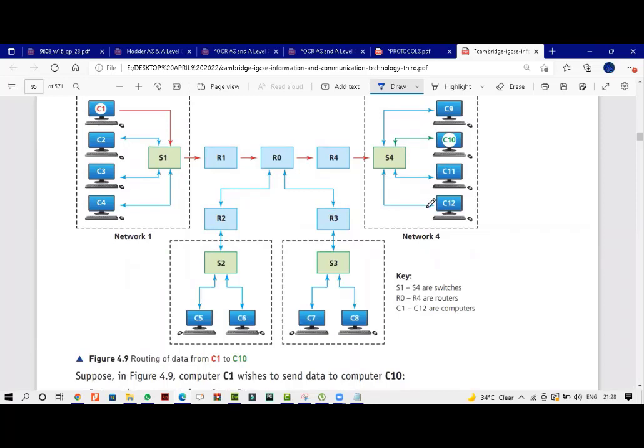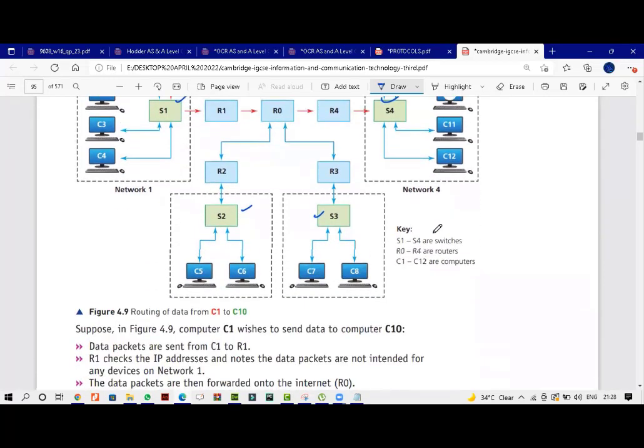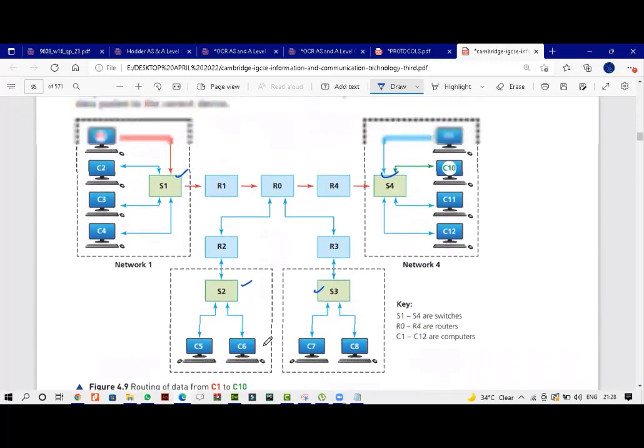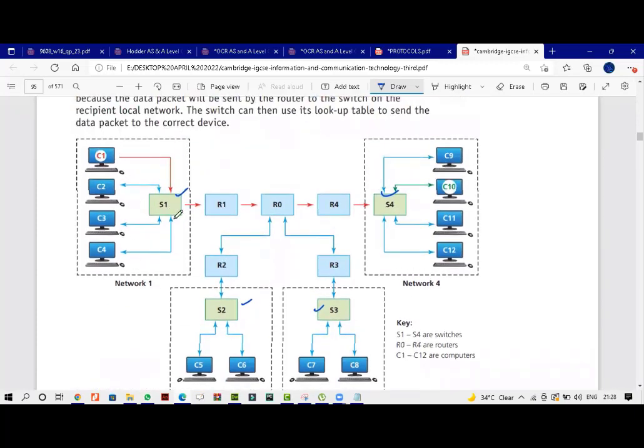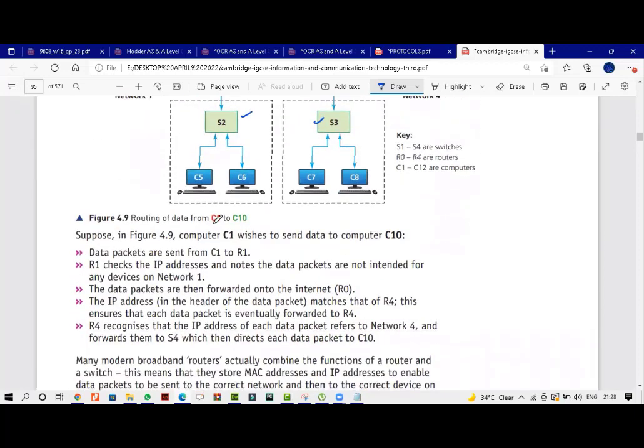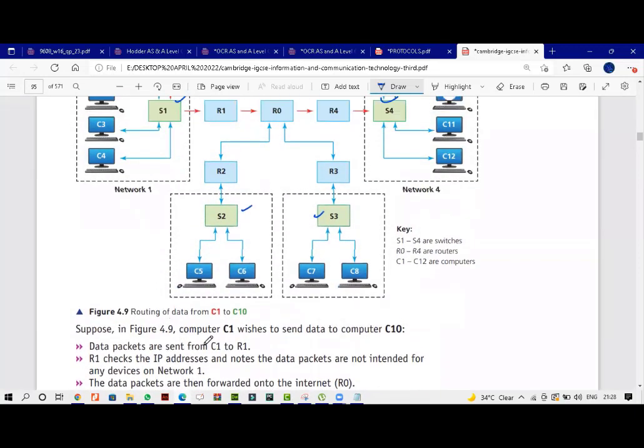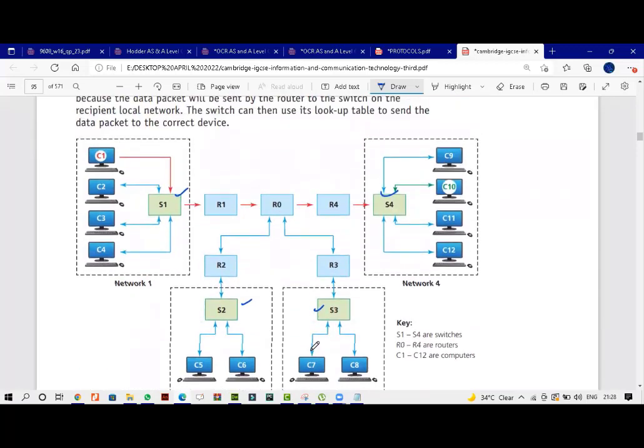C stands for computers over here, R are the routers, and S are the switches. As you can see, these switches are connecting the following networks together: network 1 and network 4. Suppose I want to communicate between both of them. Data packets are sent from C1 to R1 through the switch. R1 checks the IP address and notes the data packets are not intended for any device on network 1.